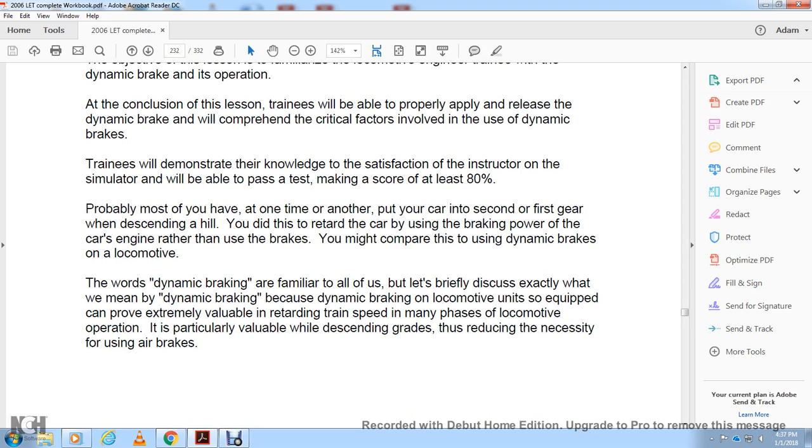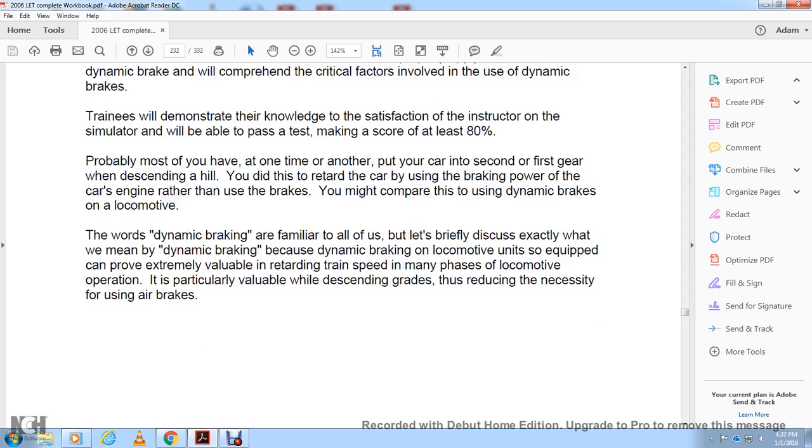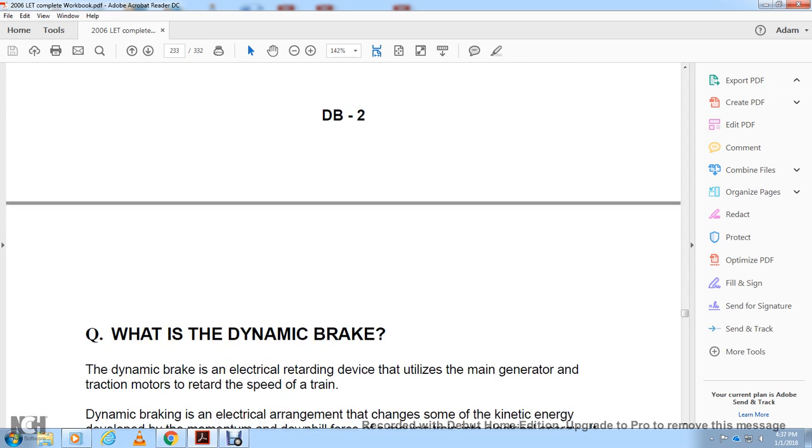Dynamic braking on a locomotive so equipped can prove extremely valuable in retarding train speed. In many phases of locomotive operation it is particularly valuable on descending grades, thus reducing the necessity for using air brakes. What is dynamic braking?